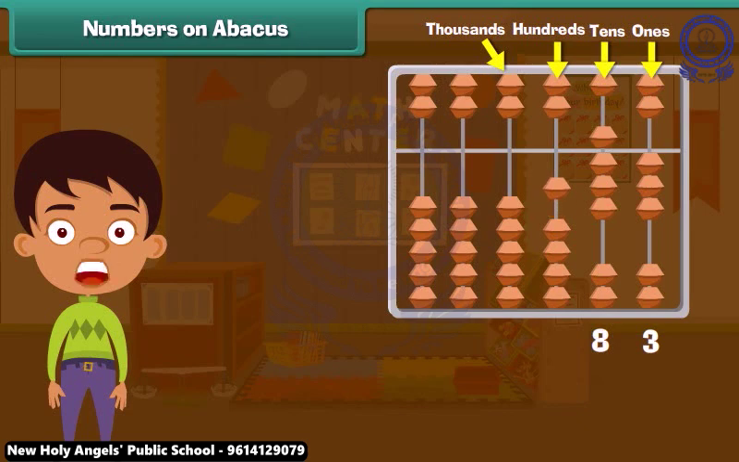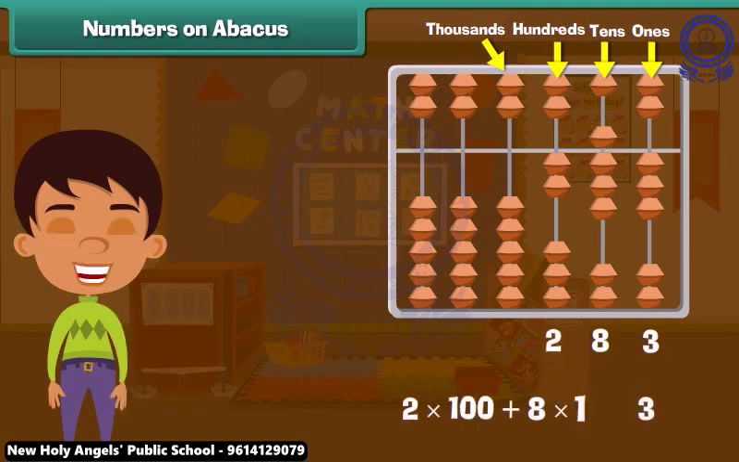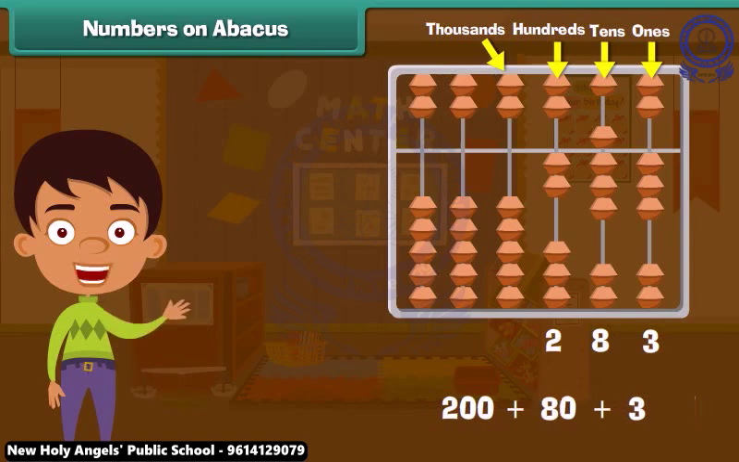Now we move 2 beads in the lower deck of the hundreds rod to represent 200. So the beads positioned in the abacus represent the number 200 plus 80 plus 3 equals 283.